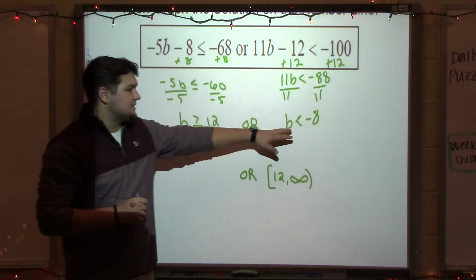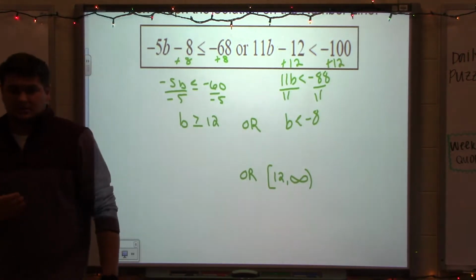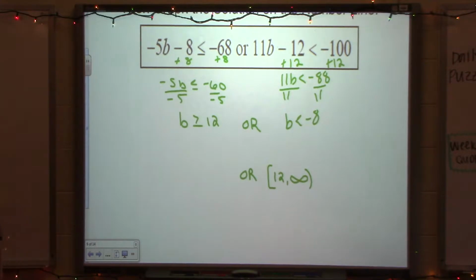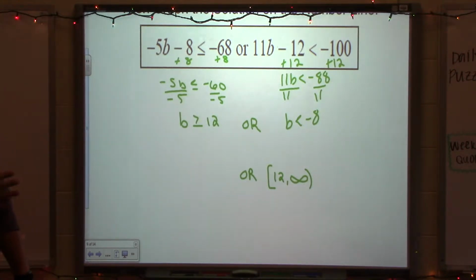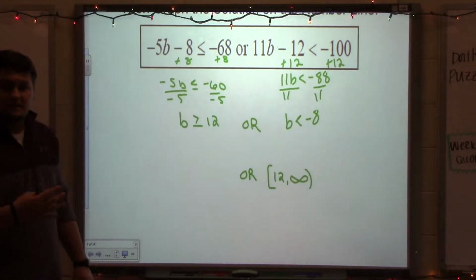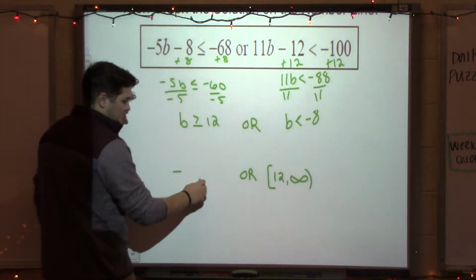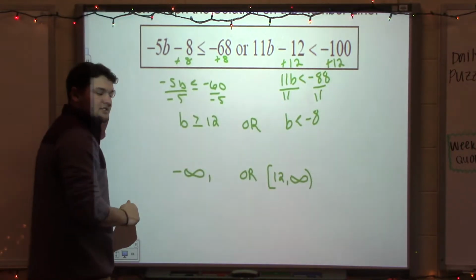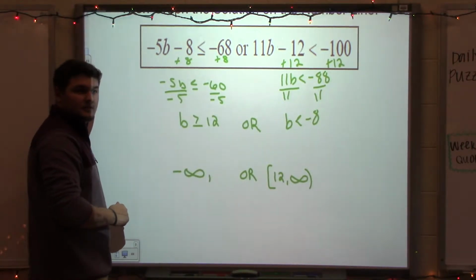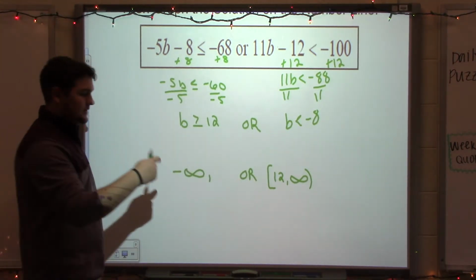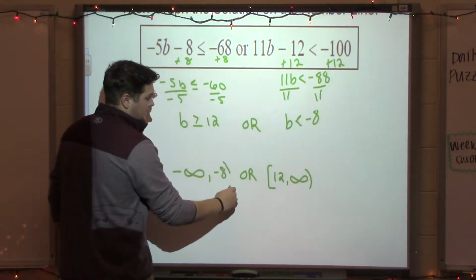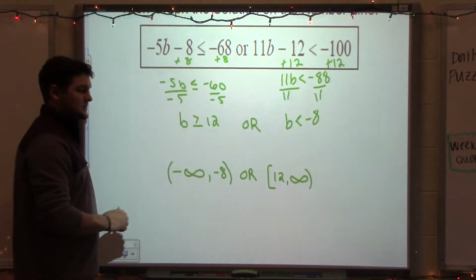Now I'm going to look at B is less than negative 8. What's the smallest that's going to be? B is less than negative 8. What's the smallest value I can get? Negative infinity. To what's the biggest number I'm going to have? Well, it's going to get up there. We're not actually going to have negative 8, but it's going to get up to it, right? We're not including either of those, so they're both parentheses.